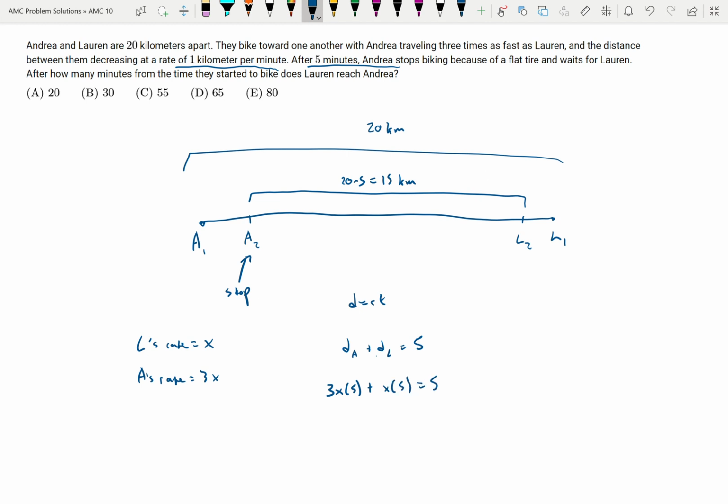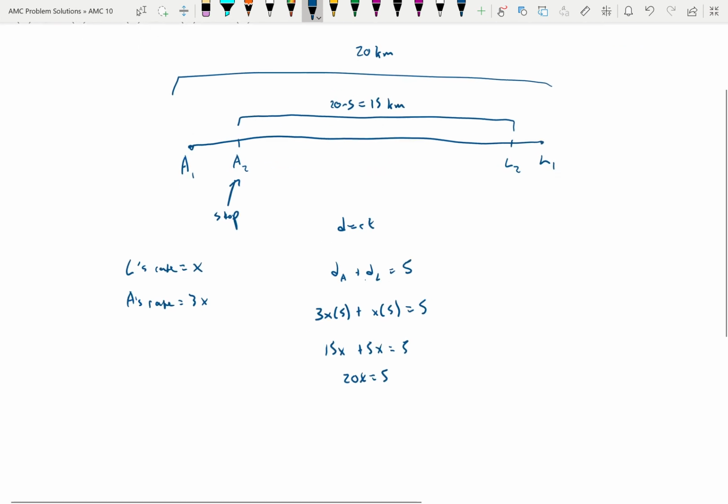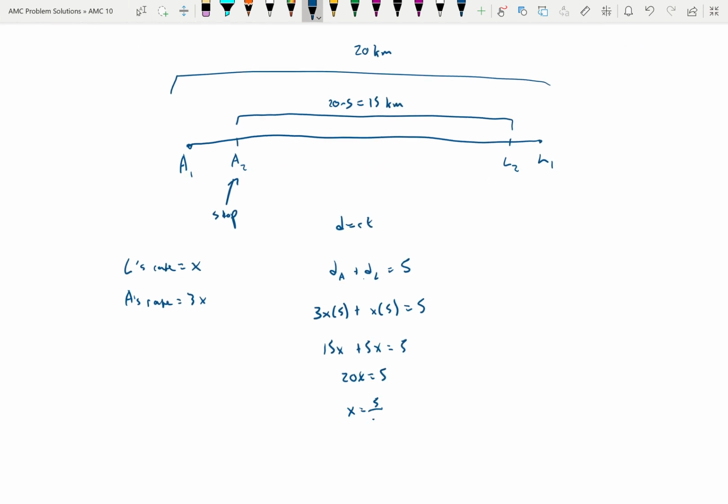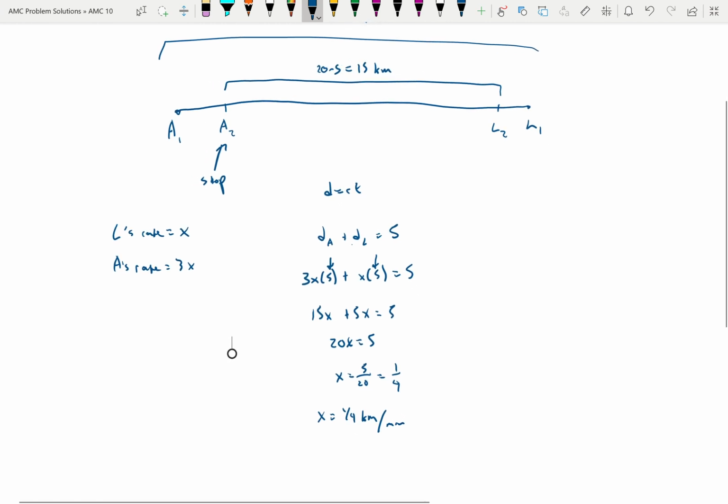And we can actually solve for x here. So we get 15x plus 5x is equal to 5. 20x is equal to 5. So therefore x is equal to 5 over 20, which is the same as 1/4. And that means she travels 1/4 of a kilometer per minute, since I plugged in minutes here. So that means that 3x is, Andrea travels at 3 kilometers per minute.